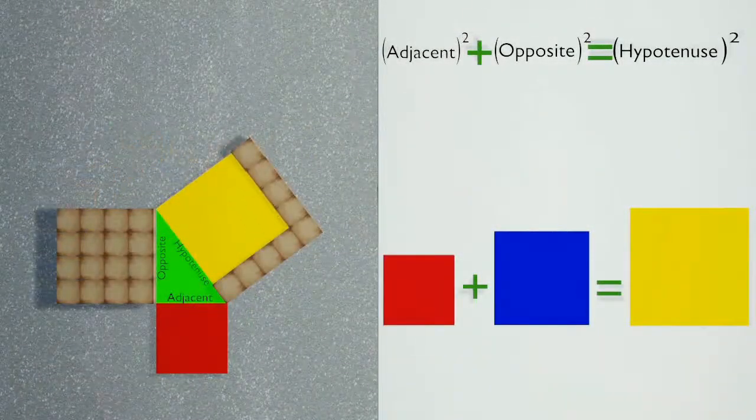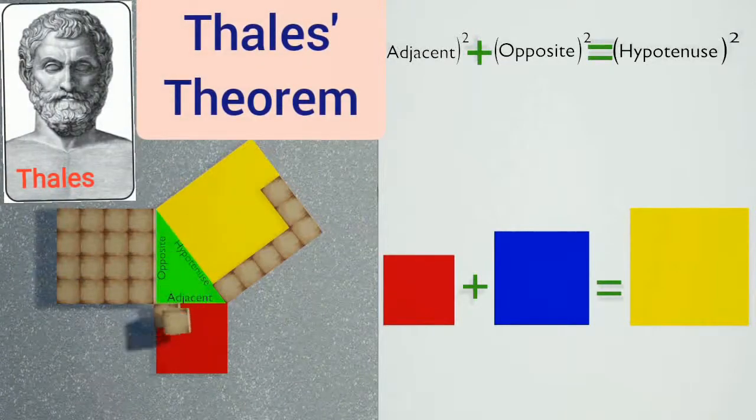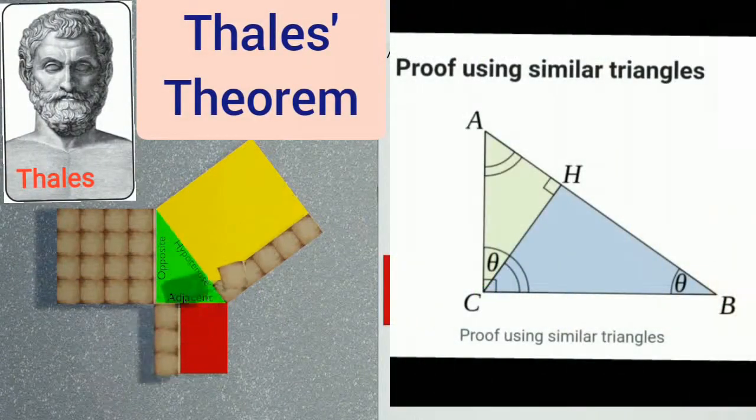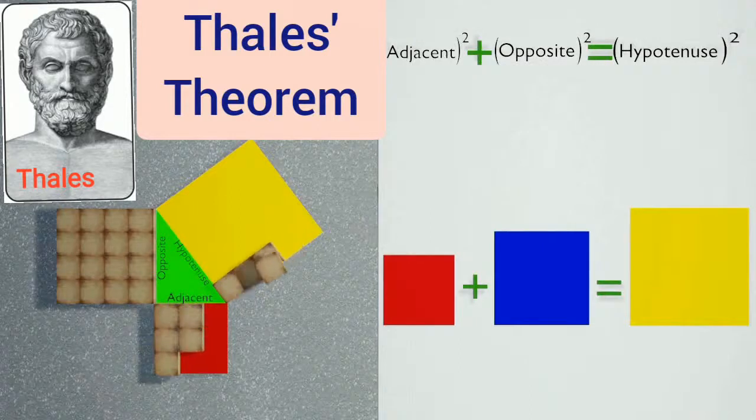At school level, students learn and prove it using the Thales Theorem. So, at first we will understand the theorem of Thales. And then we will come to the theorem of Pythagoras.